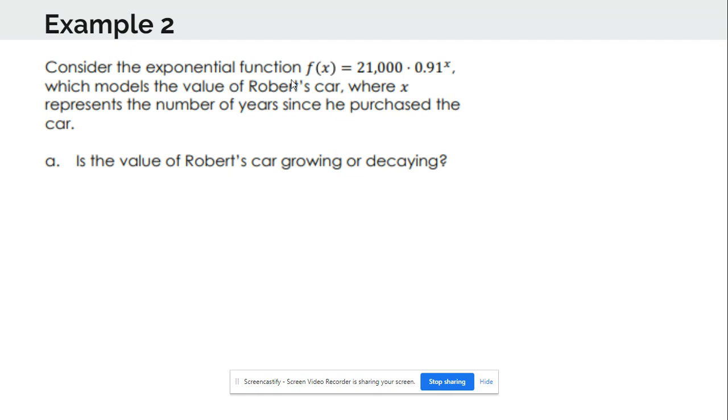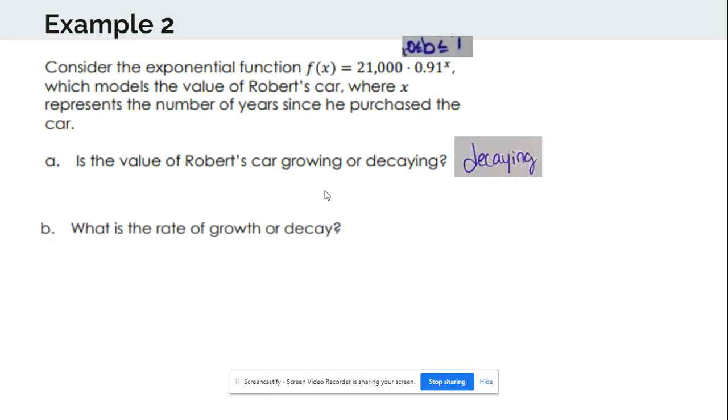Example 2. Consider the exponential function f of x equals 21,000 times 91/100th to the x power. This is modeling the value of Robert's car, where x represents the number of years since he purchased the car. We need to look at whether the value of Robert's car is growing or whether it's decaying. So again, we need to check out that b value, the common ratio, to get the growth or decay. In this case, b is 91/100ths or 0.91, and this is falling between 0 and 1. When it falls between 0 and 1, we are looking at an exponential decay.